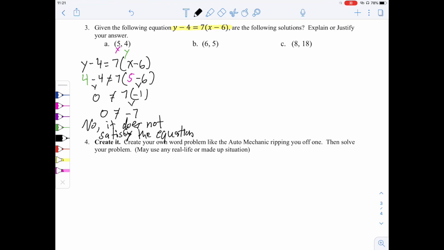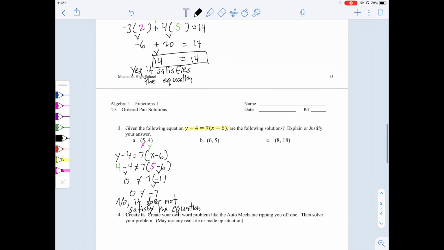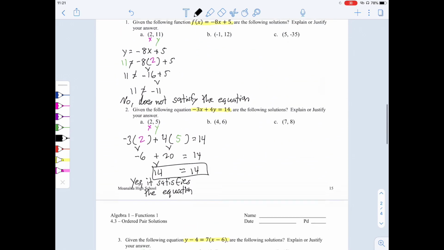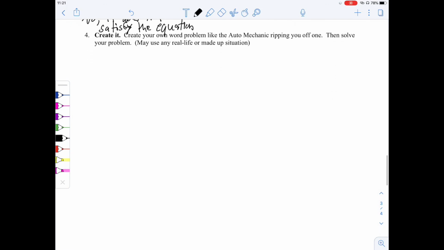And that's it right there. So they're all similar like that, right? Substitute your x and a y. Does it satisfy the equation? And then you're going to create a problem, a word problem, like the auto mechanic ripping you off, right? So create a problem, the auto mechanic ripping you off one, and solve it.